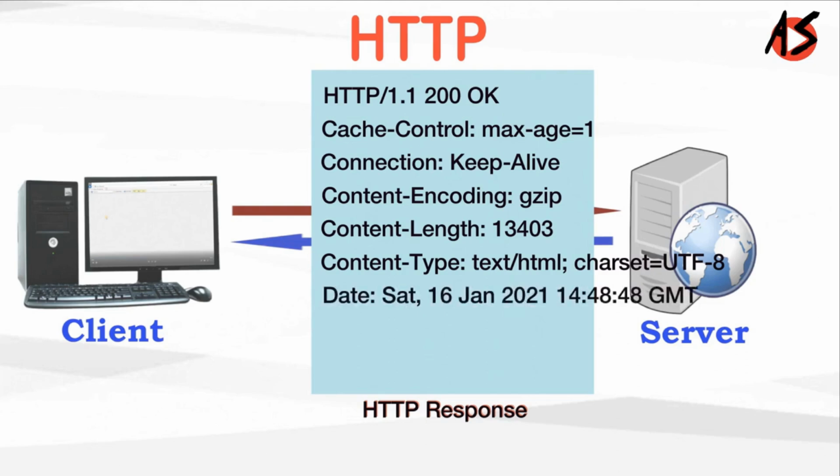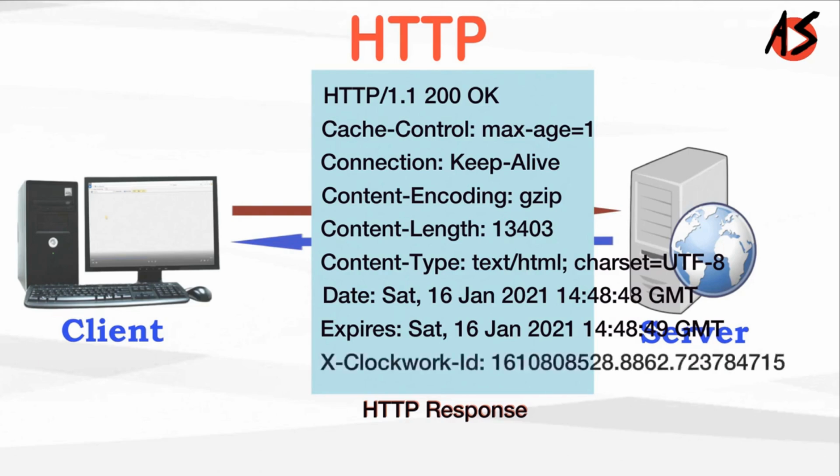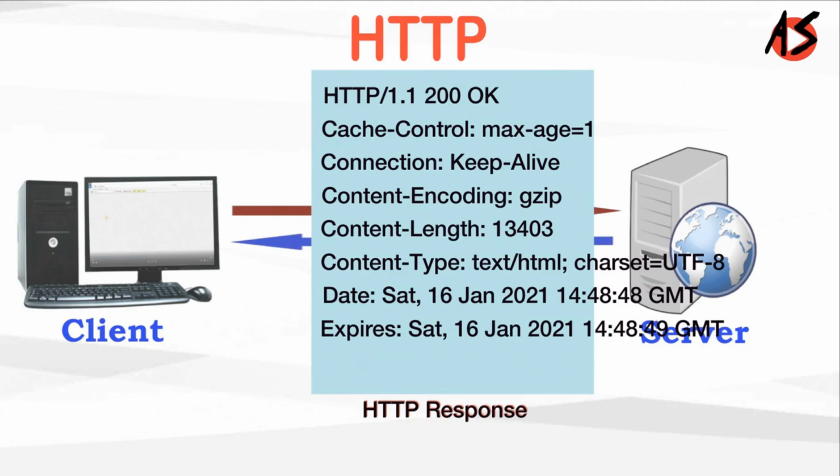Date gives the date and time at which the message originated, and Expires shows the time until you can consider your resource fresh. Here we have max-age equals 1. So after 1 second, our resource is considered expired. X-Clockwork-Id contains the unique identifier for the HTTP request. X-Clockwork-Version tells the version number. X-Powered-By tells about the web application technology, like PHP, in the HTTP response.